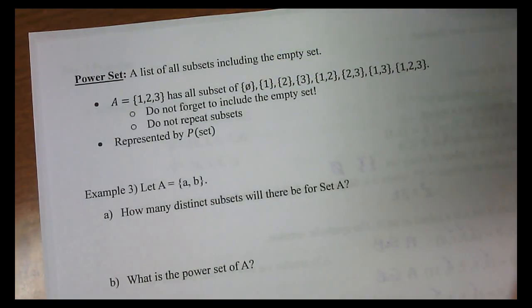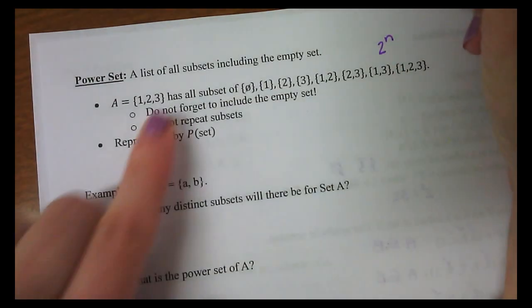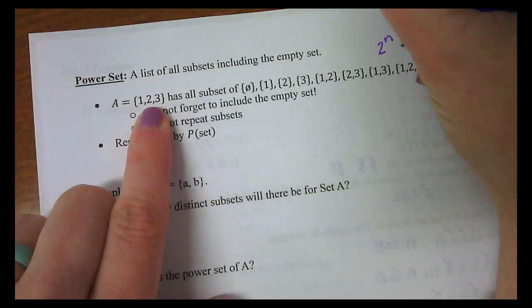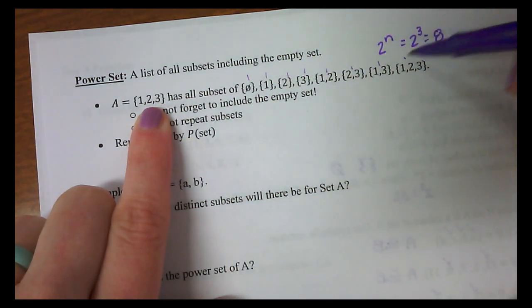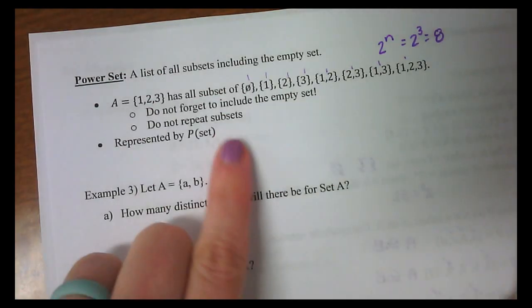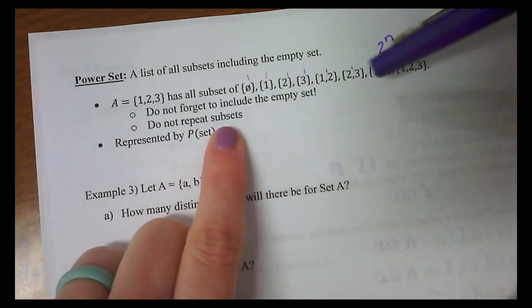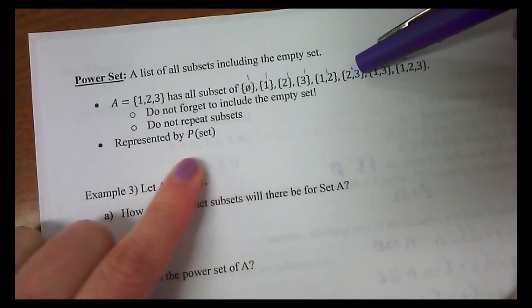So remember that rule that we talked about? We had 2 to the n, how many elements are in here. So this would be 2 to the third, which is 8. So I have 1, 2, 3, 4, 5, 6, 7, 8. There's 8 subsets. So that's a way you can check to make sure you didn't forget to include any. And then you want to make sure you don't repeat. So don't repeat would mean, like, if I listed 3, 2, that's the same thing as 2, 3. So I don't want to repeat it.